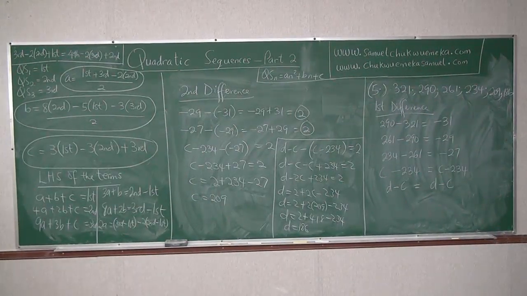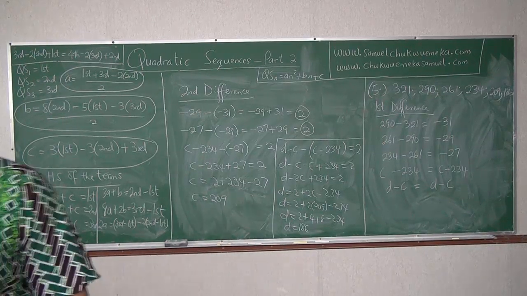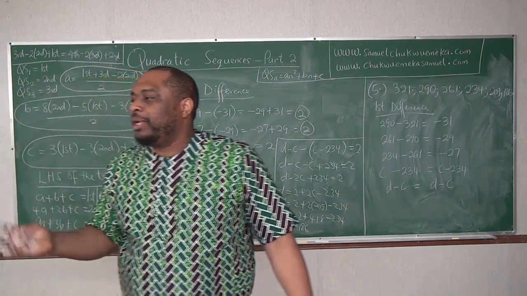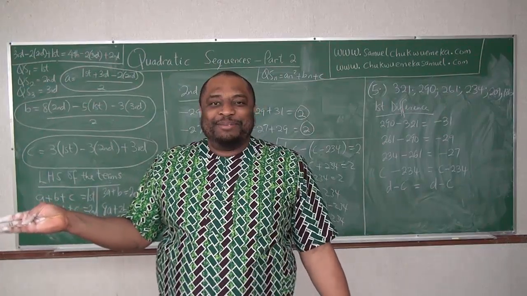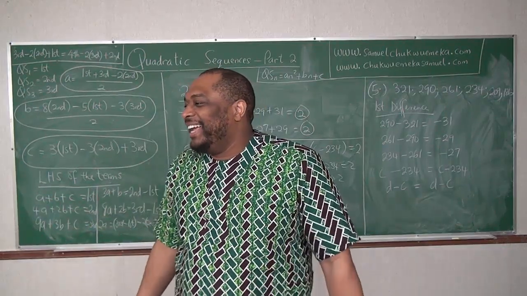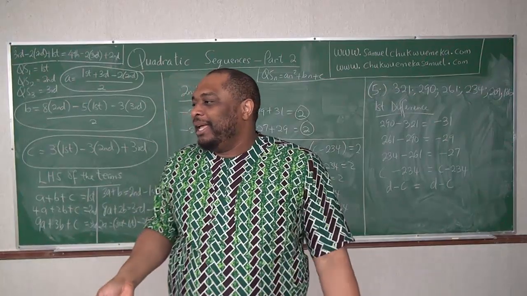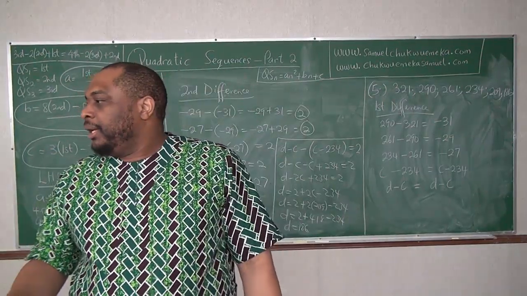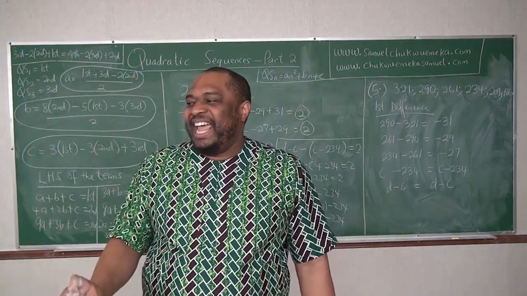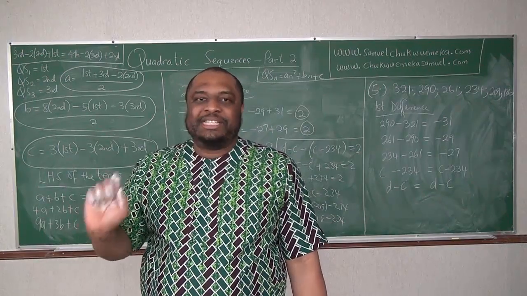Next question is the B part. Determine the general term of the sequence. You see, they call it general term. That's nice. That's what I call the nth term also. But they use T subscript N.